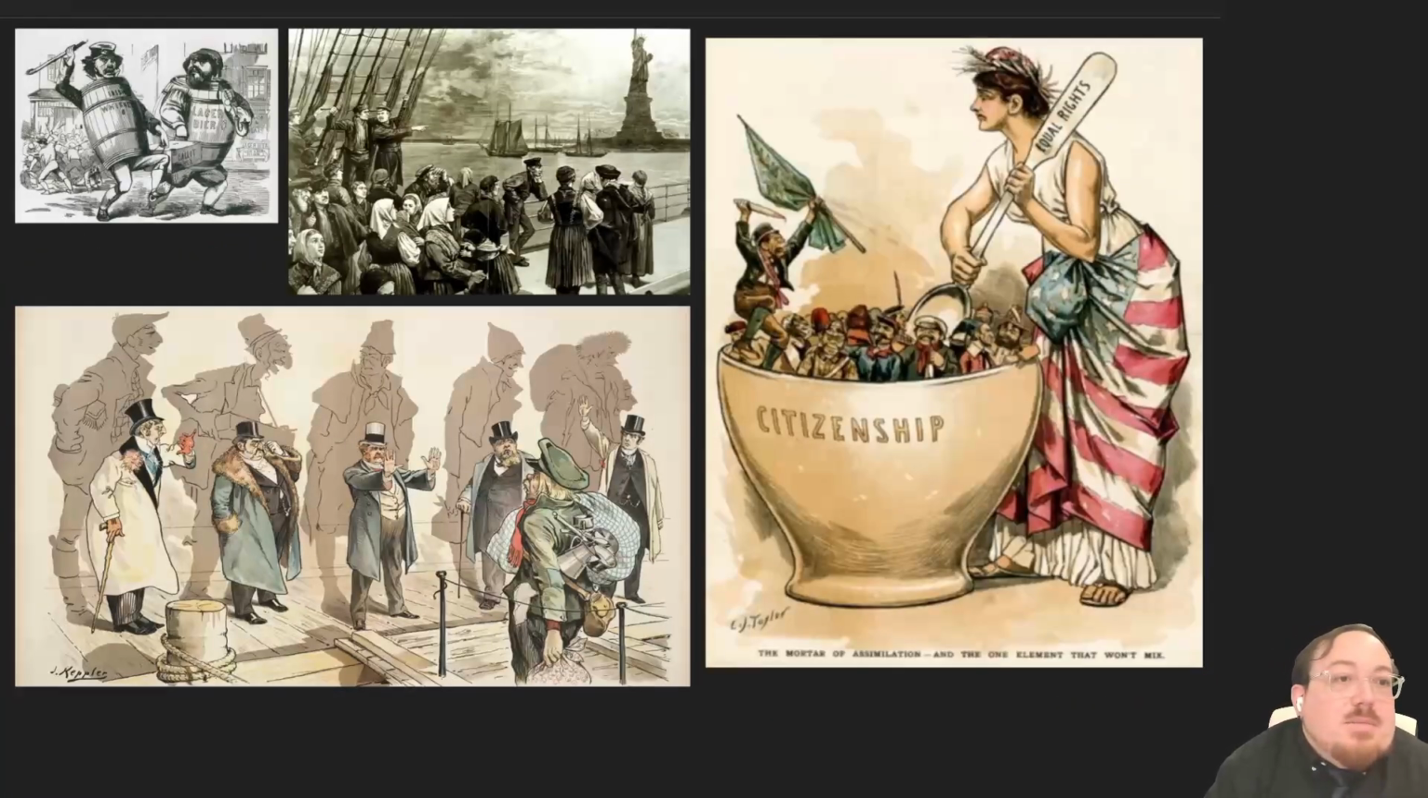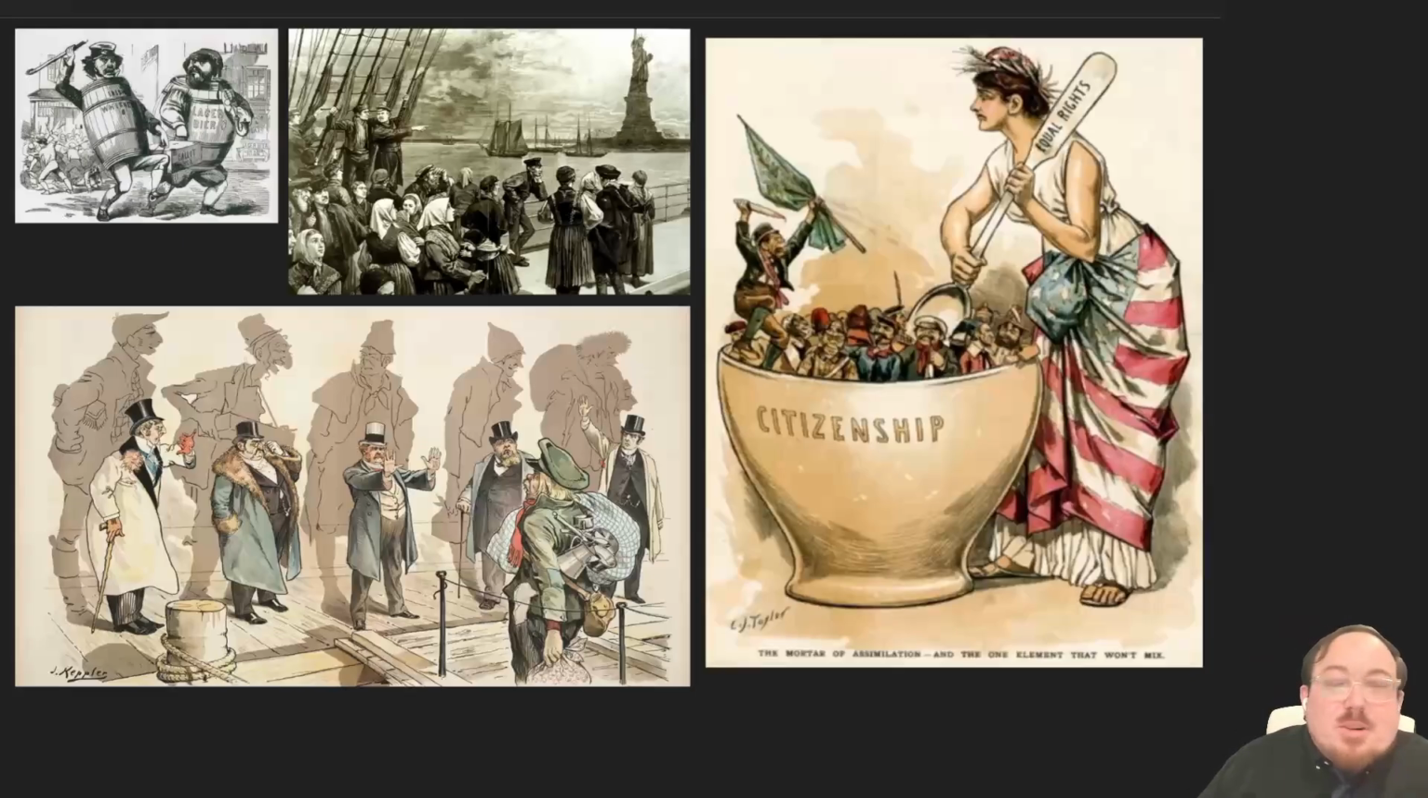Some of the main groups that originally faced this criticism, especially from Europe, would be the Irish. They were considered drunken and disorderly and anarchists, which is why you have this image of Columbia mixing a bowl of citizenship, and you have the Italian screaming and holding a knife. It sort of goes into this idea that in this melting pot of America, the Irish won't fit in.